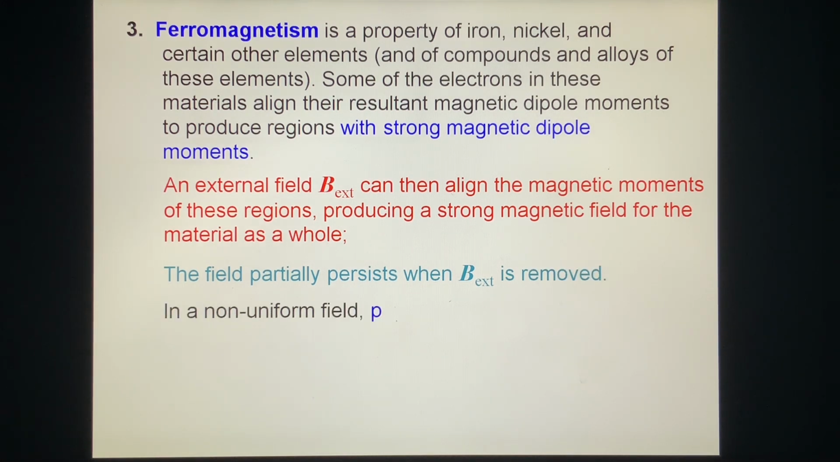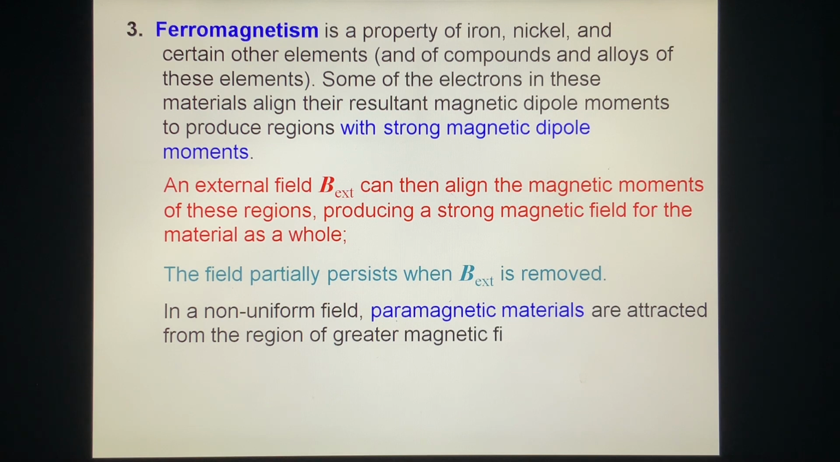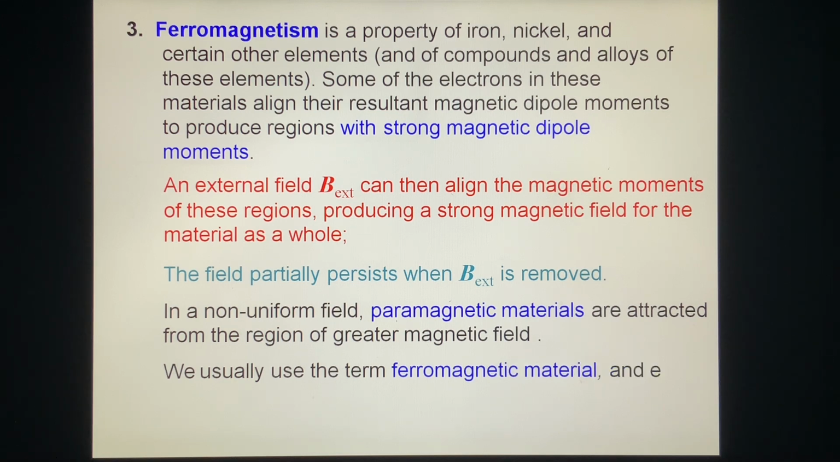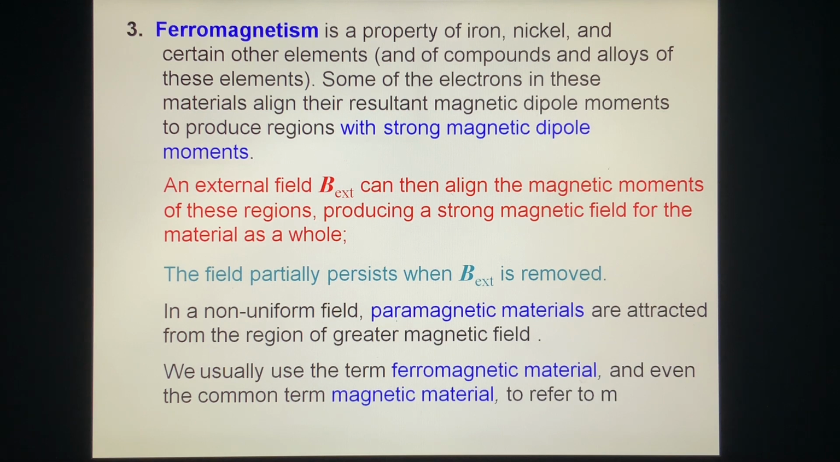In a non-uniform field, ferromagnetic materials are attracted toward the region of greater magnetic field. We usually use the term ferromagnetic material, and even the commonly termed magnetic material, to refer to materials that exhibit primarily ferromagnetism.